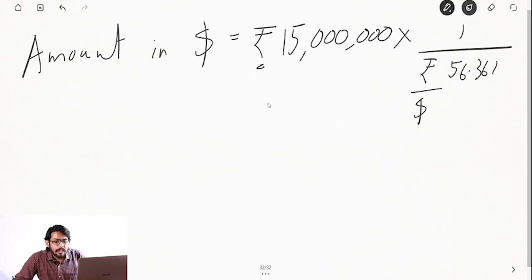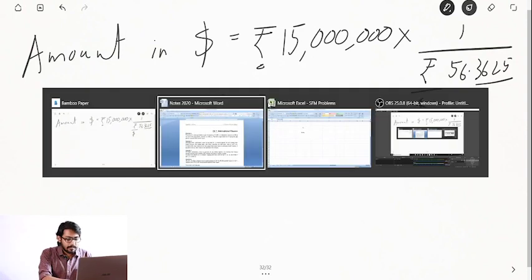51.3625. Note 4 digits of decimal. Question will always quote 4 digits of decimal. Very rarely, if it's an example and all, they'll give it 2 decimals. Otherwise, every question will have 4 digits. Unless again, if it's yen, then it will be only 2 digits. Okay. So 15 million.